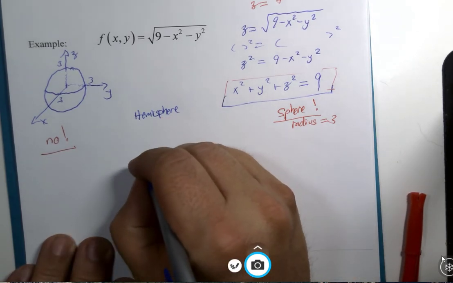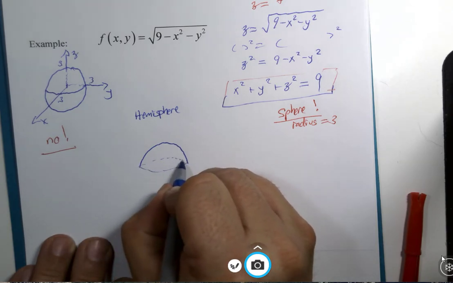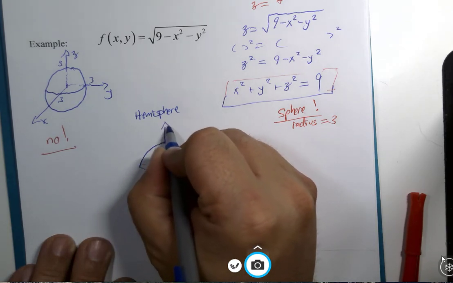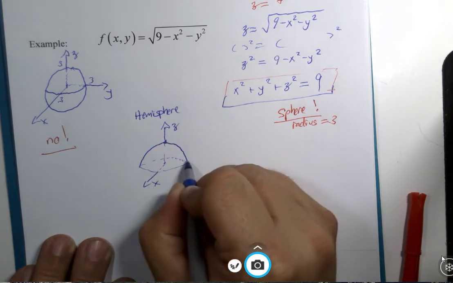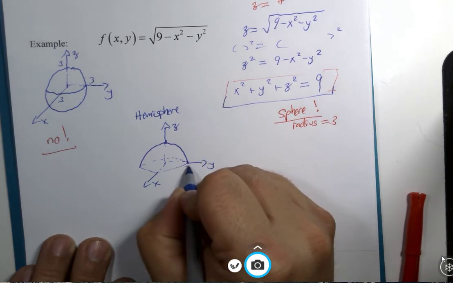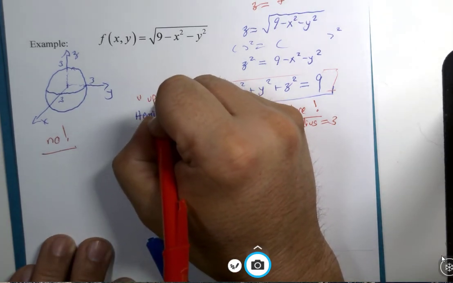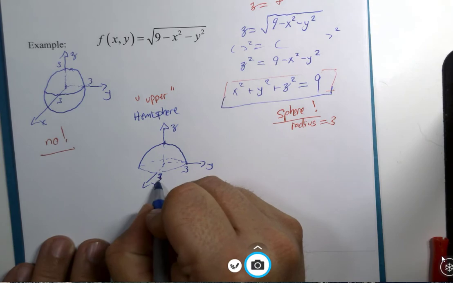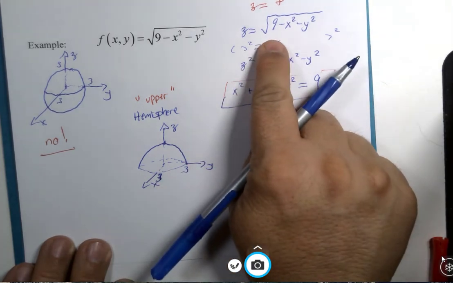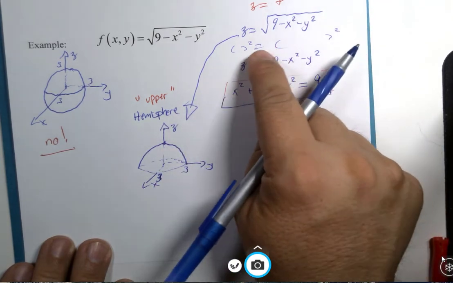It is the top half of this same sphere. Z, X, Y, radius is 3 still. You could call it the upper hemisphere if you want to, as long as everybody has the same orientation for up and down. That's a 3 right there. This graph is the correct graph. It is the positive z values.